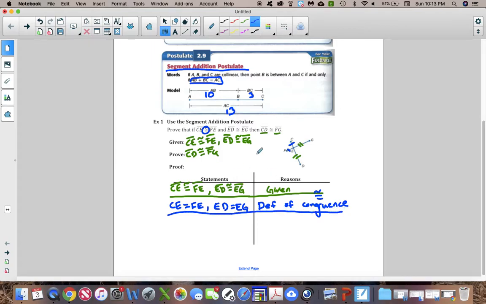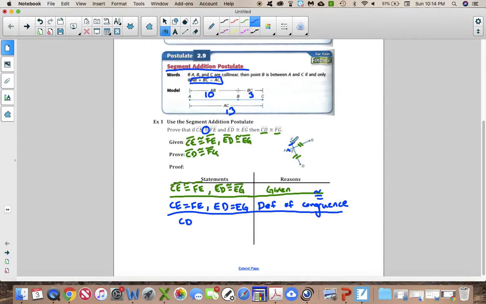All right, now I want to talk about CD for just a second. Okay, the entire length of CD, from the segment addition postulate, CD is made up of two pieces, right? This whole length is made up of CE and ED, right? Okay, so CD is equal to CE plus ED. Now at the same time, I'm going to write out what FG looks like. Okay, so you might be able to figure this one out already. FG is this guy right here. Excuse me. FG is that whole thing right there.